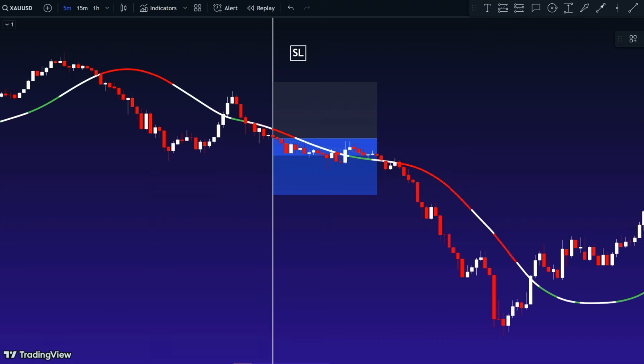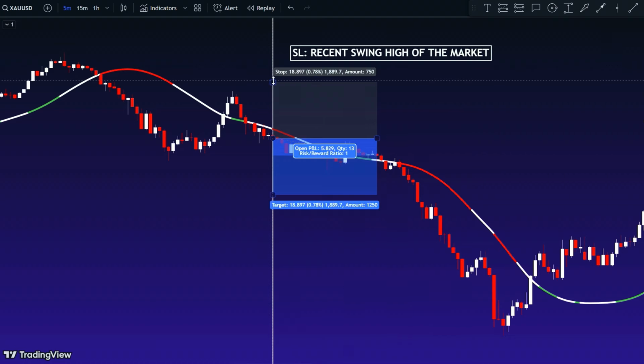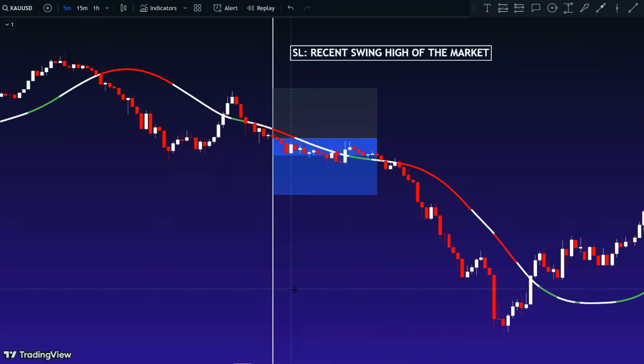Once you've entered the sell trade, set your stop loss slightly above the most recent swing high of the market, just like we did with the buy trade. And again, stick to the tried and true risk to reward ratio of 1 to 1.5 for your profit target.